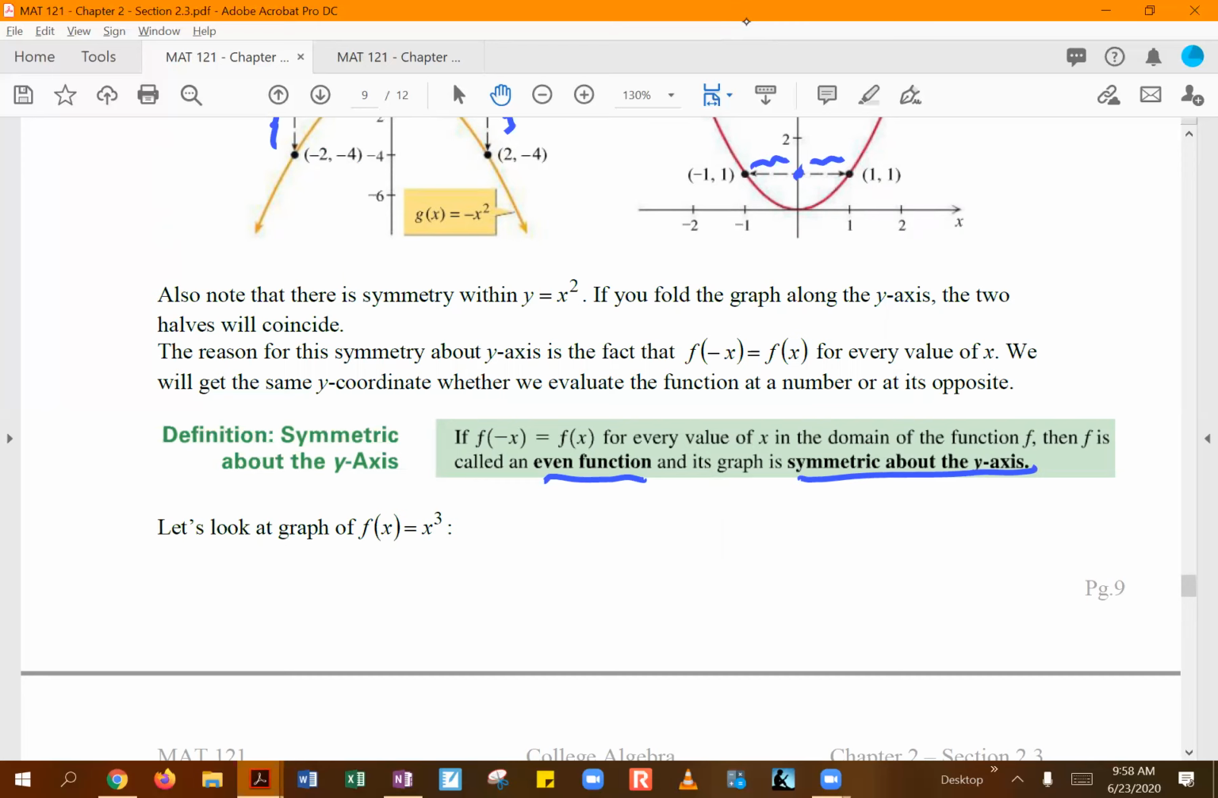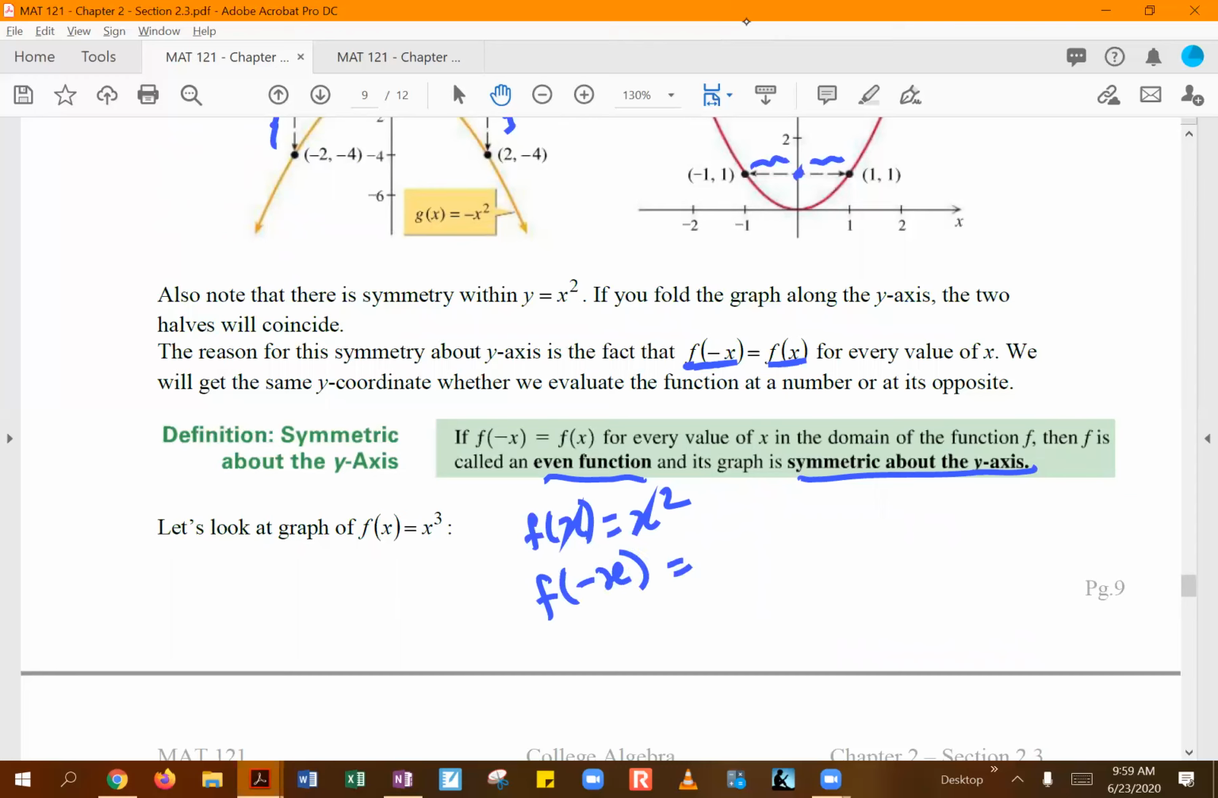And the easiest way to find out if you have an odd or even function is you take your original function and replace x with a negative x instead of the positive x. And if you come back to the original function, you have an even function. So what that means is if I take my original function f of x equals x squared and replace my x with a negative x.